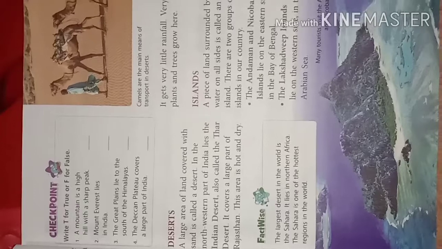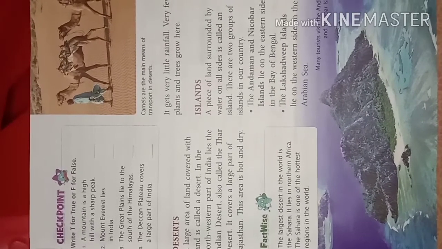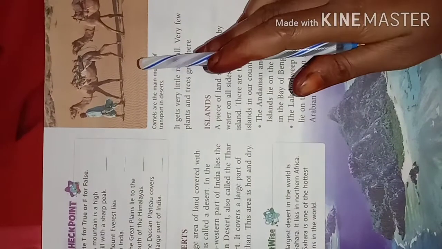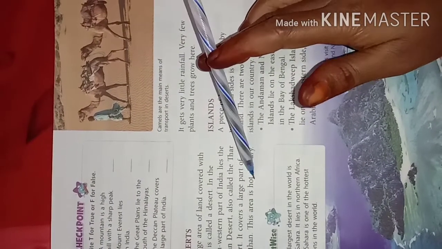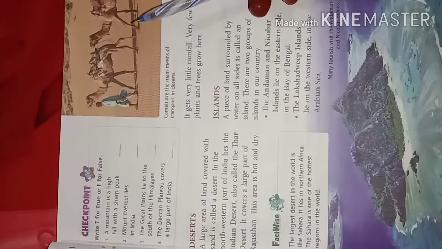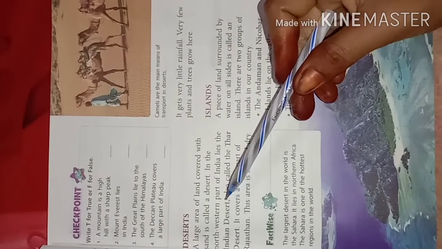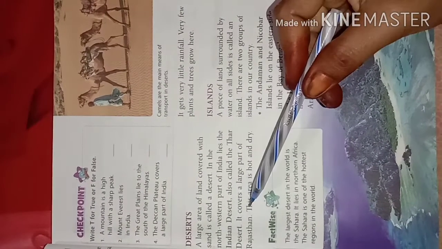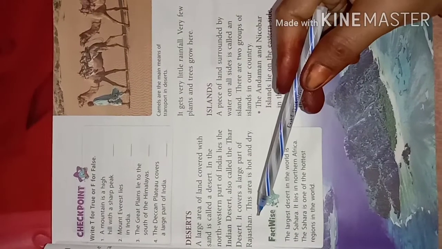So children, in the desert we can see a lot of land. That is what we can see in this picture. See here, the camels are moving. It's a means of transport in Rajasthan. This is in the desert areas, and the Indian desert is also called the Thar Desert. It covers a large part of Rajasthan.